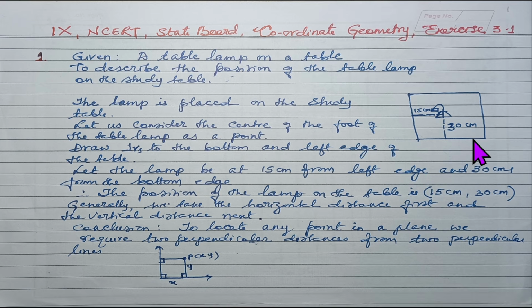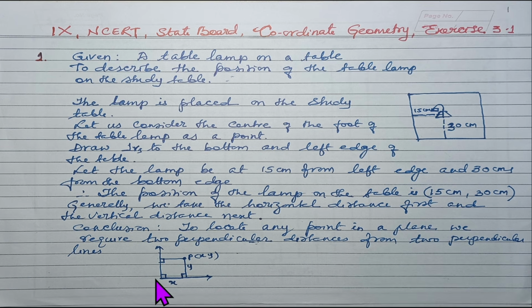Therefore, the conclusion is to locate any point in a plane, because the table is a plane. So to locate any point in a plane, we require two perpendicular distances from two perpendicular lines, which are here taken as edges of the table. So remember that. To locate a point in a plane, we require two perpendicular distances from two perpendicular lines. So that is the method of locating the point.